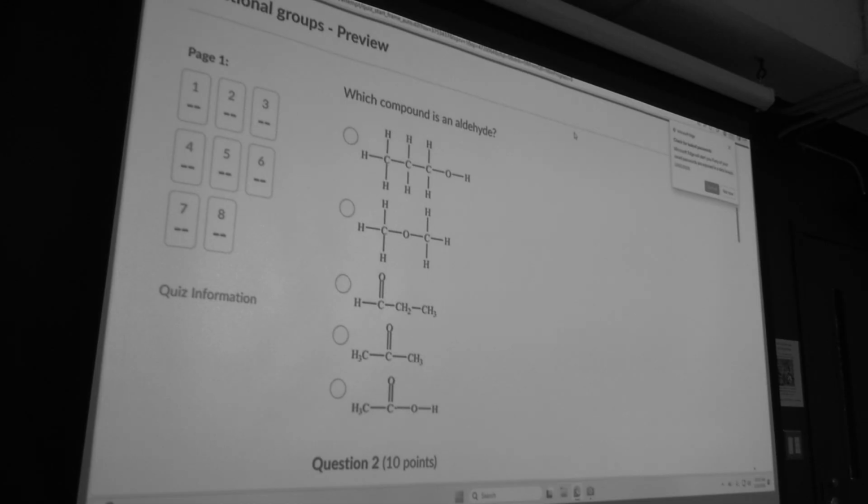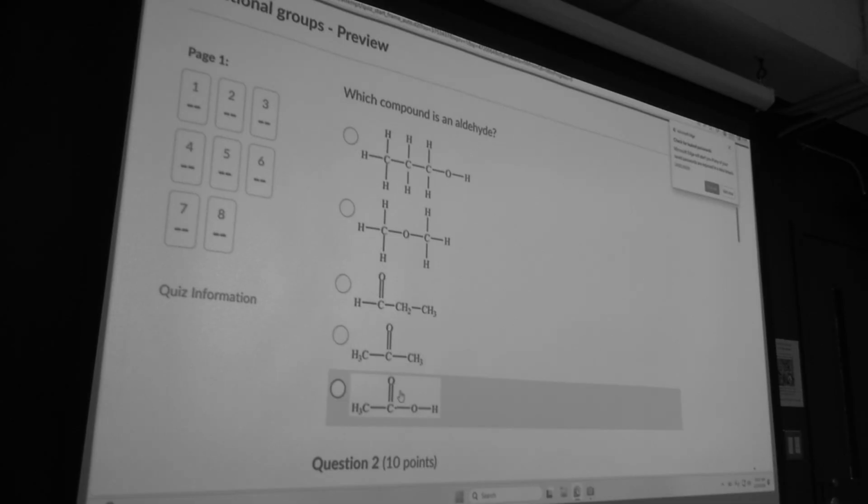Which one? The third one? Yep. This is an alcohol. This is an ether. This one down here is a ketone. Here's the carbonyl, and the carbon is connected to two carbons. So that's a secondary carbonyl, and we call the secondary carbonyls ketones.